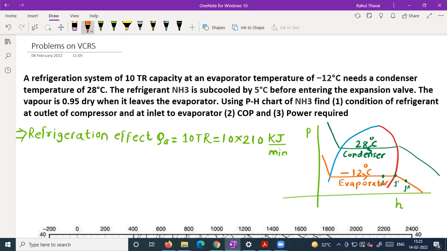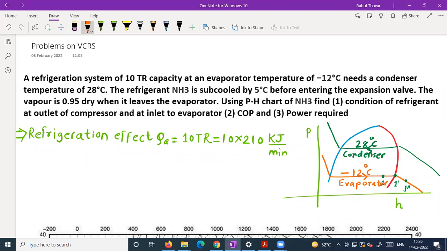After the condenser, the refrigerant goes to what? The expansion valve. And before it goes to the expansion valve, we need to subcool by 5 degrees Celsius. Now, what is the meaning of that? Let me start. You just forgot about this point. The refrigerant NH3 is subcooled by 5 degrees Celsius before entering the expansion valve.